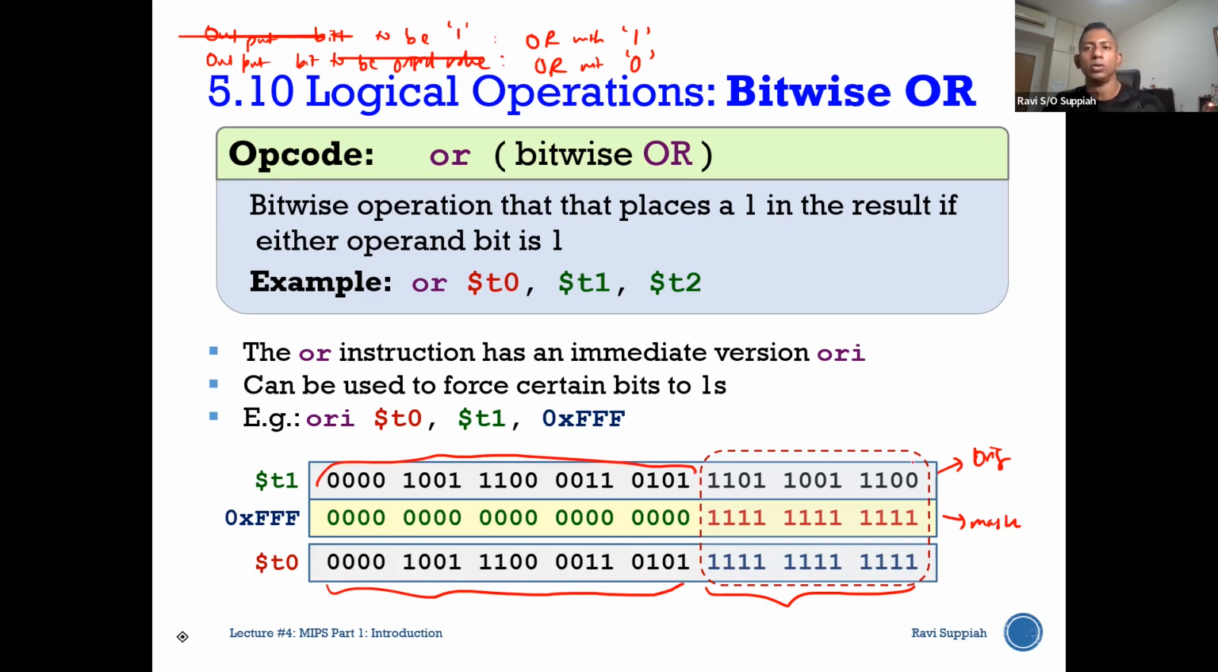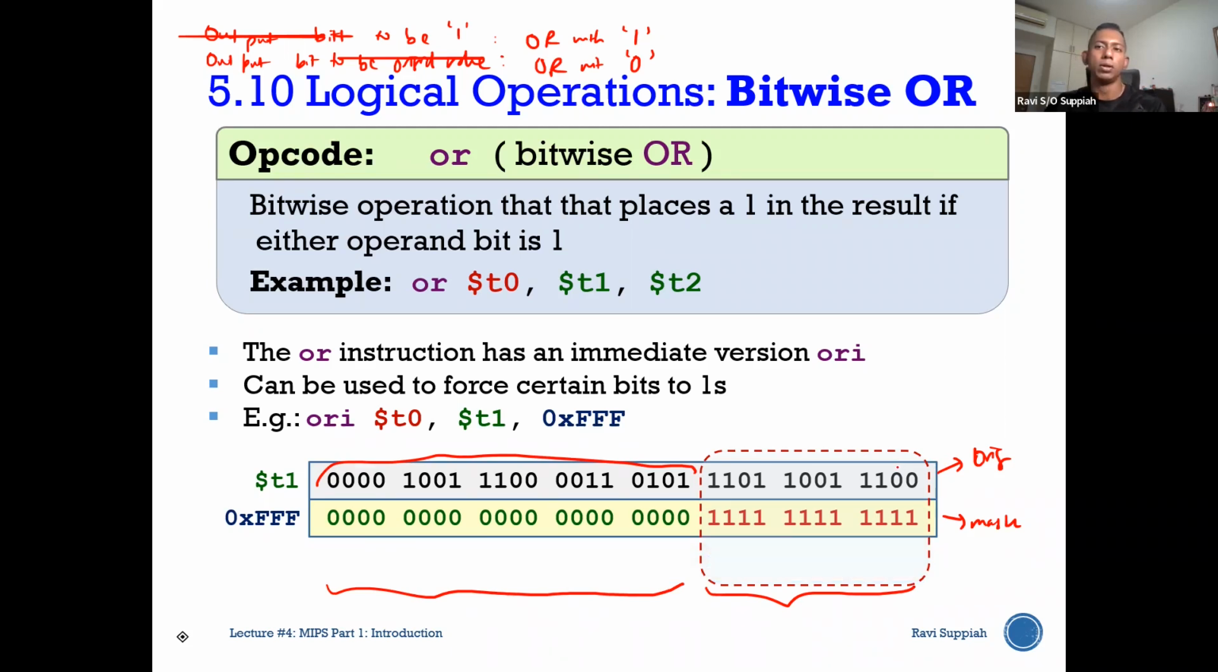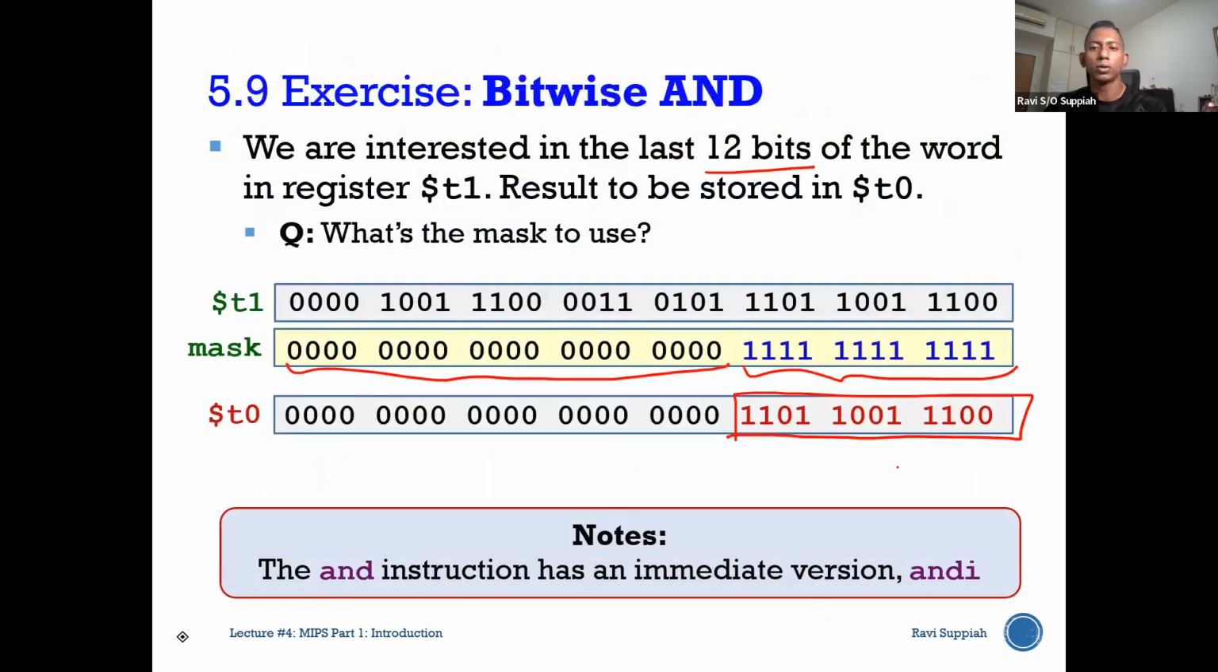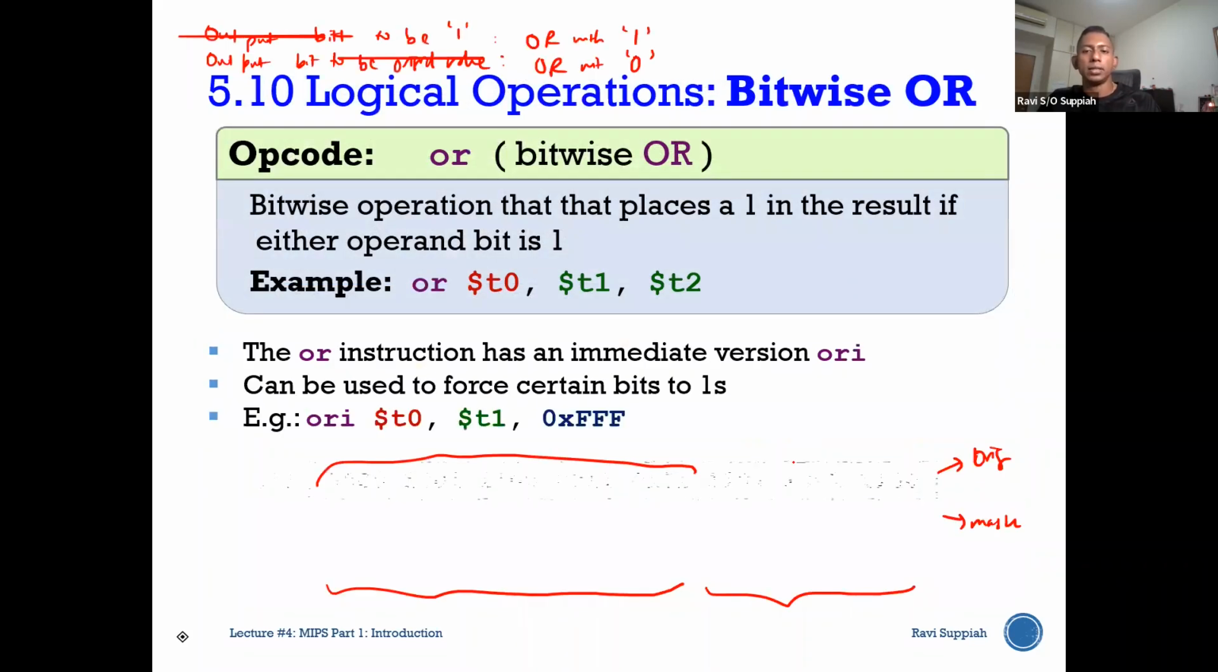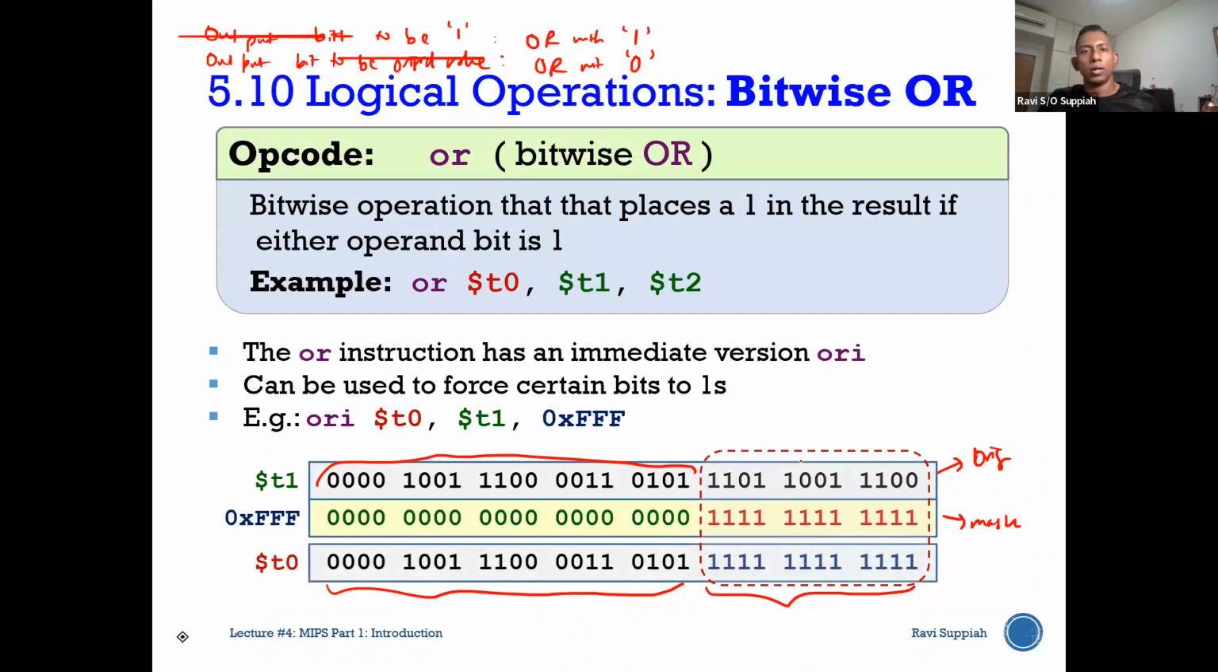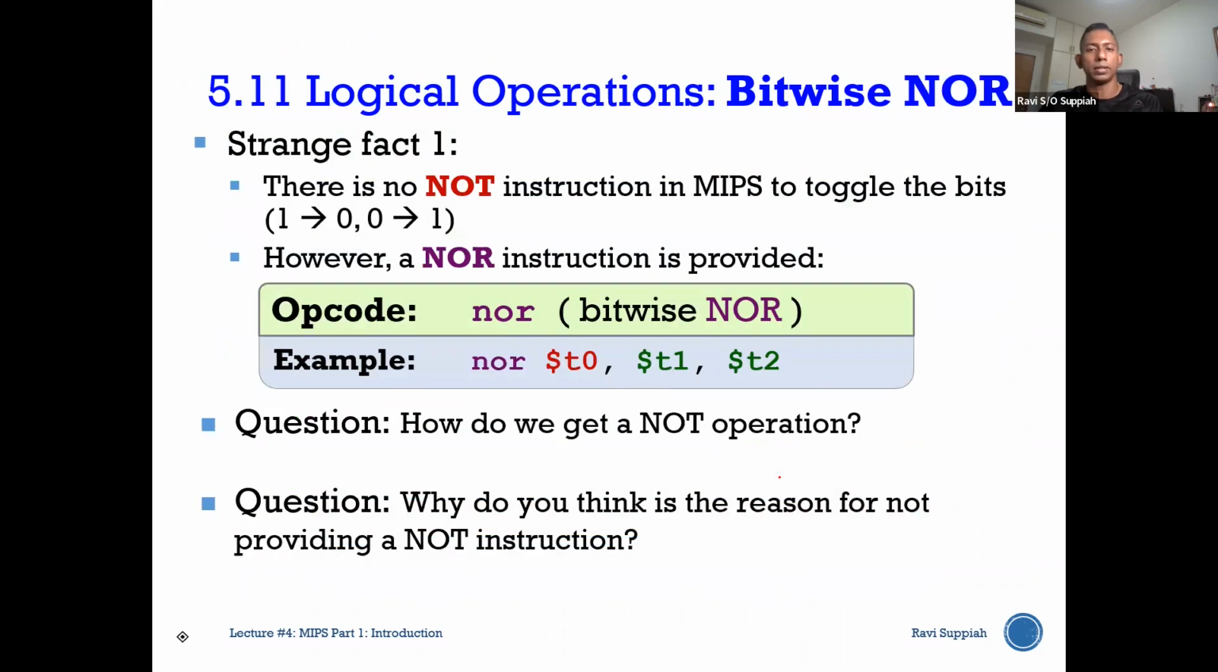Okay, so that is the use of the OR operation. So it's two different things. When you use AND, you generally want to clear certain bits. You clear certain bits by ANDing with a 0, and you keep certain bits by ANDing with a 1. For the OR operation, if you want to change certain bits to 1, you OR with a 1. For bits where you want to keep the original, you OR with a 0. So that is the use of these two types of operations.